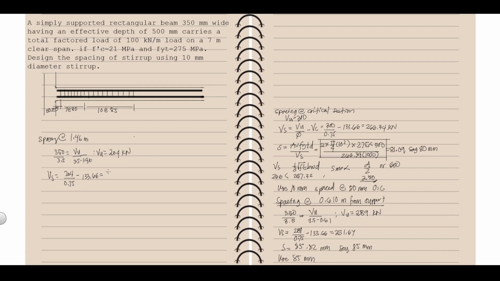This is equal to 138.34. Okay? And then for our S, okay, the same formula. That is AV 2 times pi over 4 times 10 squared times 275 times 500 all over VS, which is 138.34 times 1,000. Okay? So that is 2 times.